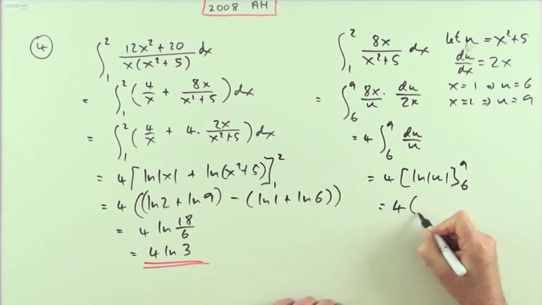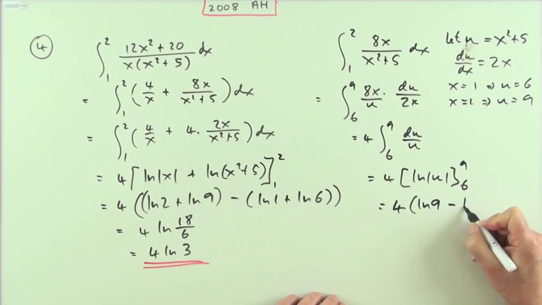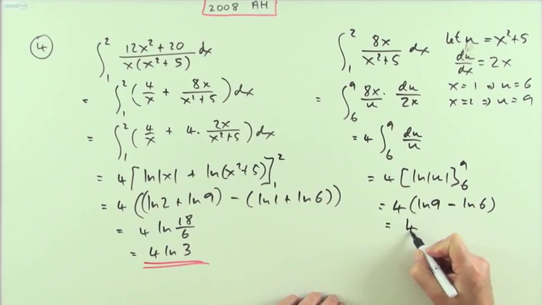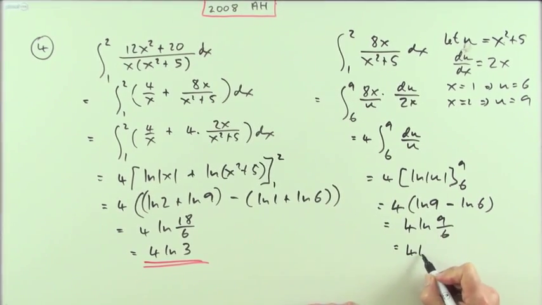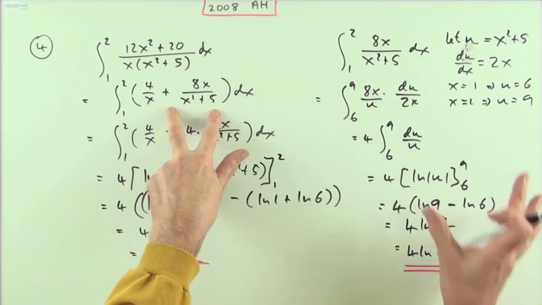So that'll just be 4 times ln 9 minus ln 6, which would then be 4 ln 9 upon 6. This part's just providing 4 ln 3 upon 2. But of course that's only part of the answer. Don't expect that to be the same as that, because that was only the second half done.